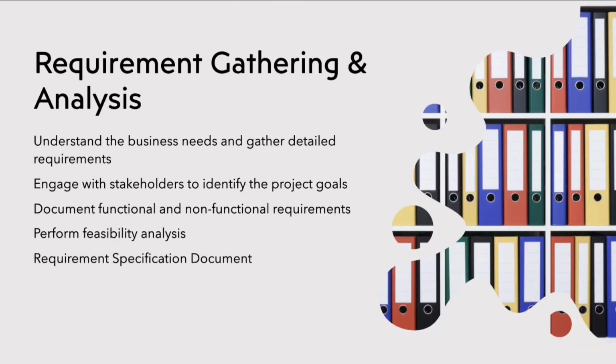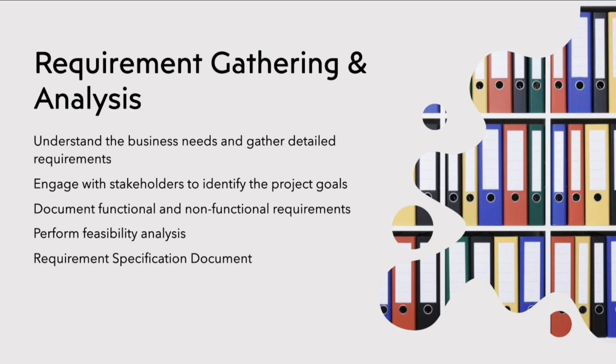Now let me talk about each phase in detail. The first is requirement gathering and analysis. In this phase we understand the business needs, what kind of problem the customer is facing in running their business, and which kind of software the customer needs to solve it. We also engage with stakeholders to identify the project goals, like why this project is needed and how the software will solve this problem.